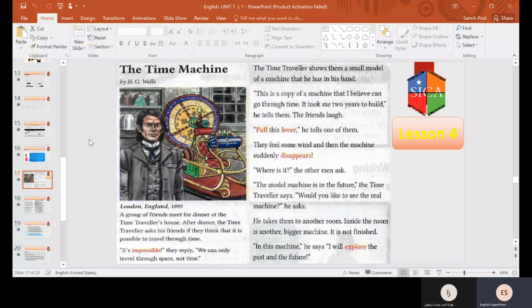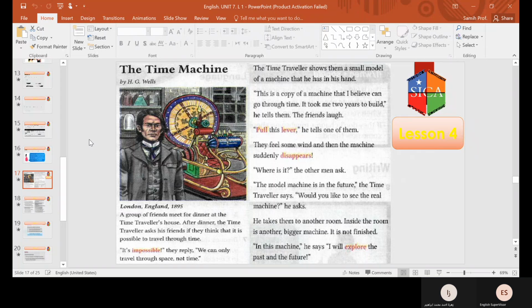Okay. The time traveler shows them a small model of a machine that he was. Zahra, please. Sorry. Whenever we read, we start from left to right. And the title of our topic says The Time Machine. Okay. The Time Machine by H.G. Wells. The Time Traveler.